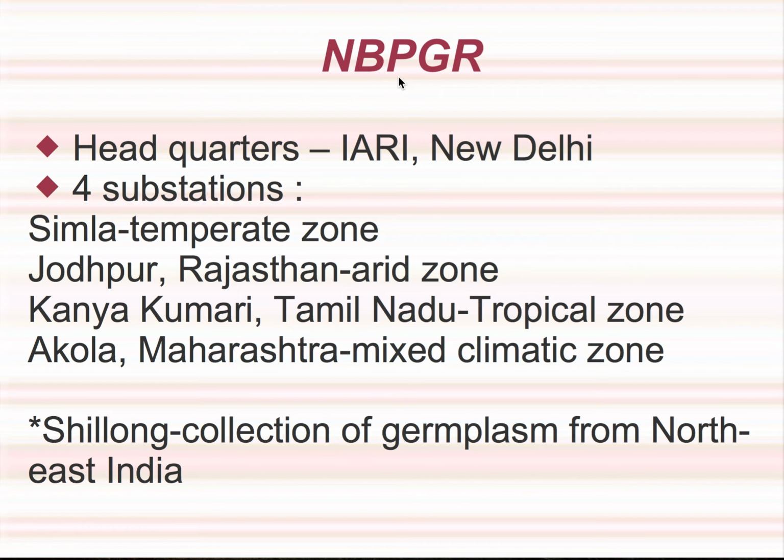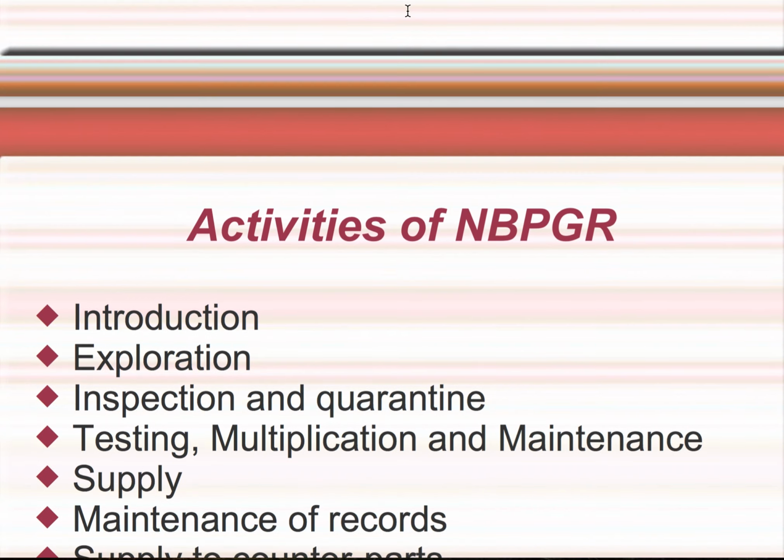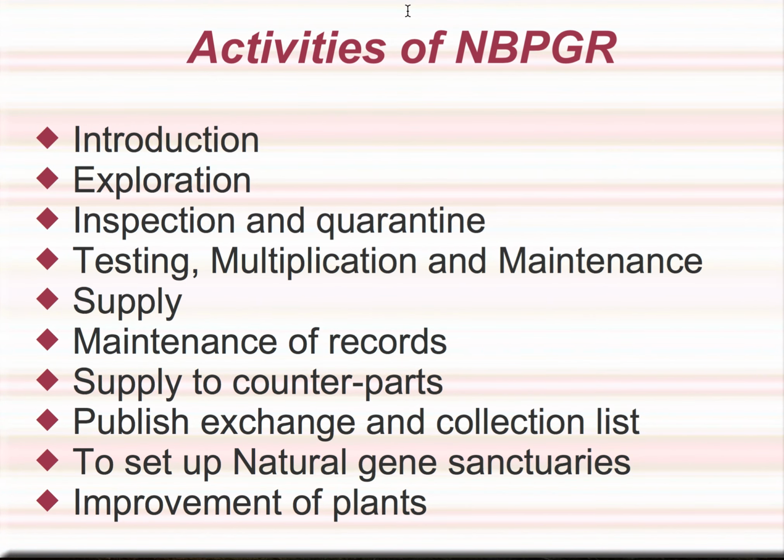And now, if we look into the activities of this NBPGR, National Bureau of Plant Genetic Resources, it has been making a great effort in conserving and also supplying plant genetic material. It basically functions as a central agency for the export and introduction of germplasm, which is mainly of economic importance. And this bureau is assisted in its activities by various central research institutes of ICAR.